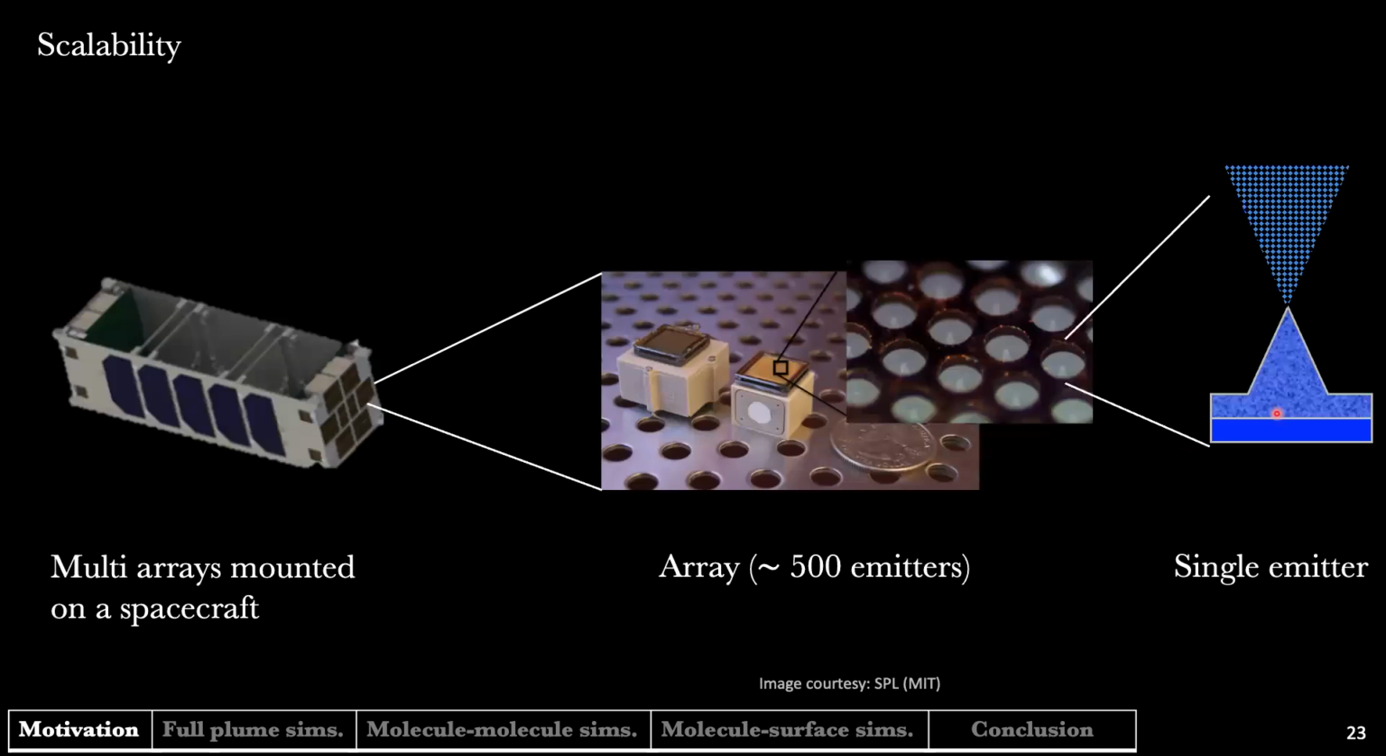And there's also scalability. This figure here shows a spacecraft that has many arrays on its back, and each array contains about 500 emitters, and each emitter is one electrospray thruster that we have shown in the previous slide. So in one single spacecraft, we can use thousands of electrospray thrusters.